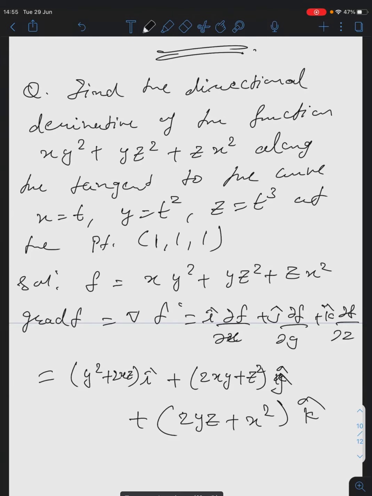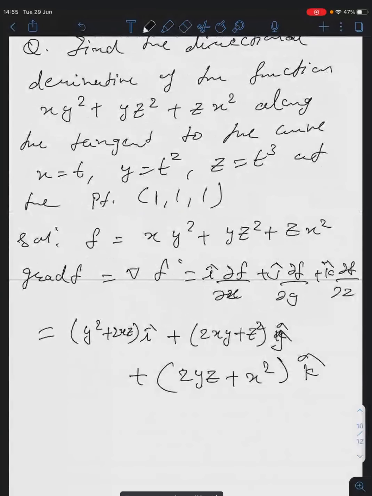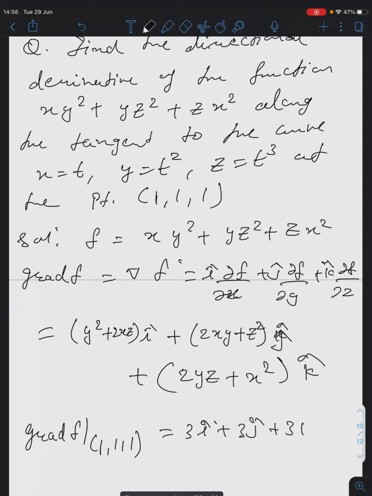Now the gradient of f at the point 1, 1, 1. So x, y, z need to be replaced with 1, 1, 1. So you will get 3i cap plus 3j cap plus 3k cap. Is it correct?